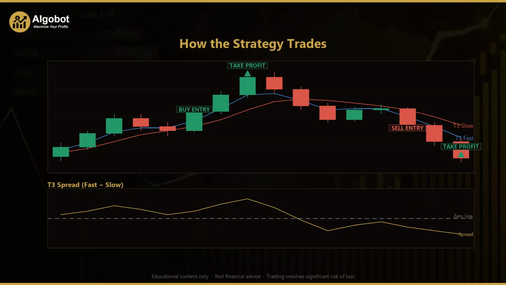The downtrend then extends. The final two candles close lower and lower. The spread deepens further below zero, and price reaches the short take profit target at the marker below. The short trade is complete.